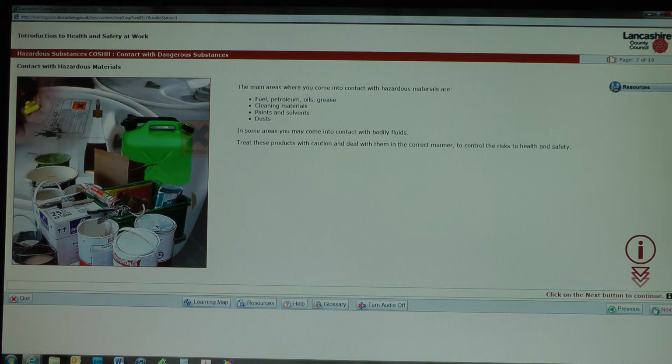Here you can see the main areas where you may come into contact with hazardous materials in the workplace. If you treat these products with caution and deal with them in the correct manner, taking the necessary precautions, the risk to health and safety can be controlled.